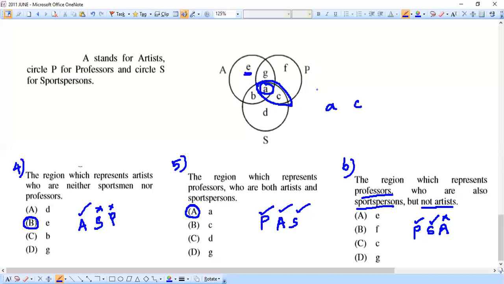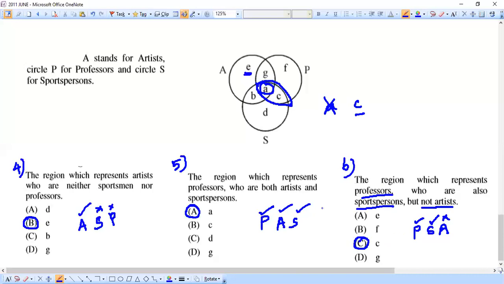A and C is what we have inside professors and sportsmen, but not artists. So they should not belong to artists. So this A will be out. That A will go out, I mean the A will be rejected. Only the C will be left over. That means C is the answer. So C is matching with option C itself. You understand this? So this is going to be our answer.